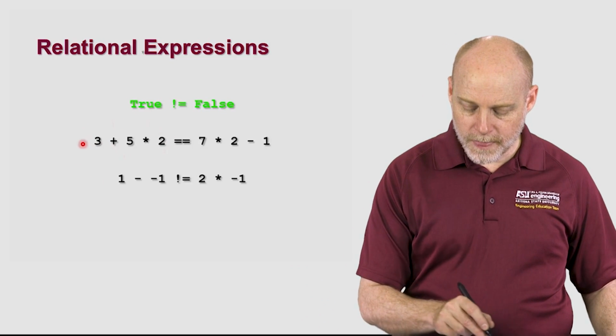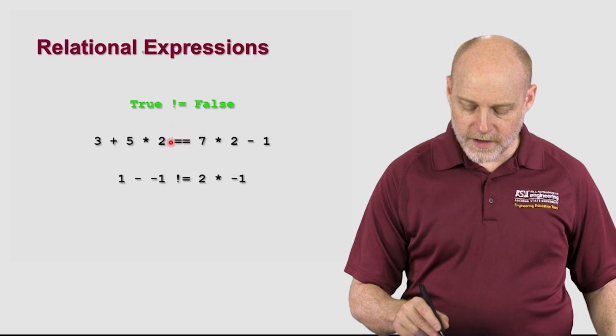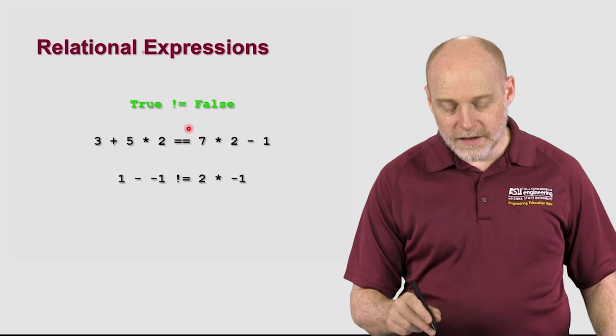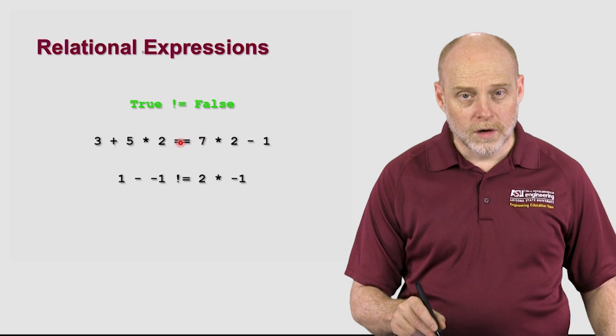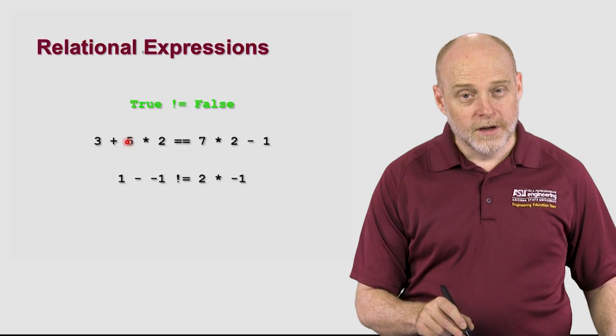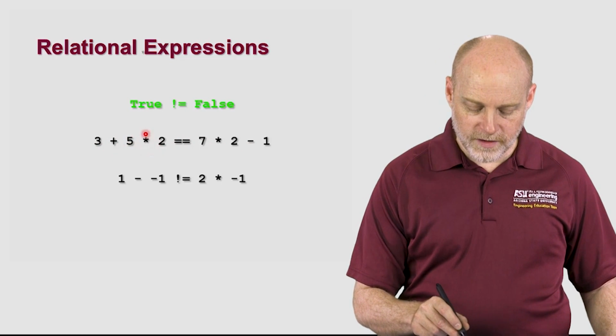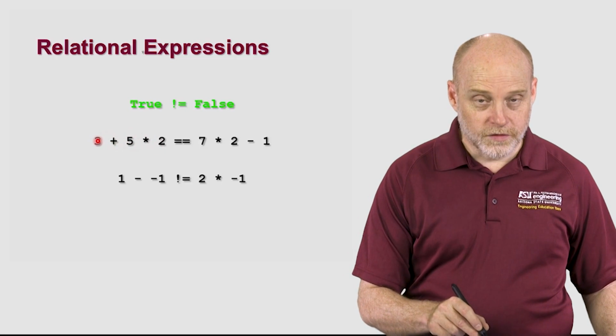And then here we have two mathematical expressions on either side of a relational operator. And in this case, the mathematical expressions will be evaluated before the relational operator. So what we have here is 3 plus 5 times 2. 5 times 2 will be evaluated before the 3 is added. So 5 times 2 is 10, plus 3 is 13.